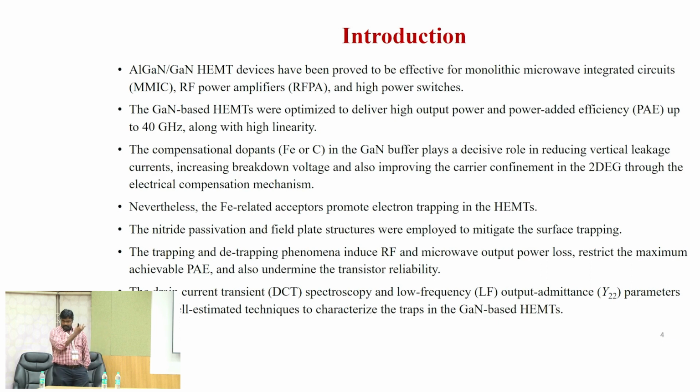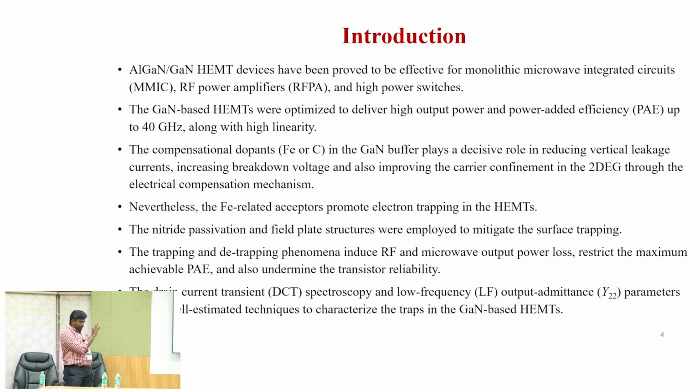Because of these compensational dopants we get some benefits. At the same time, they introduce deep level traps inside the band gap of the gallium nitride material, that is, deep level acceptors. During dynamic operation, this mostly affects the drain current. That is called current collapse, the difference between the static current and the pulsed IV or RF current. In addition, this temporary trapping behavior affects the RF and microwave output power and restricts the maximum available output current or power added efficiency.